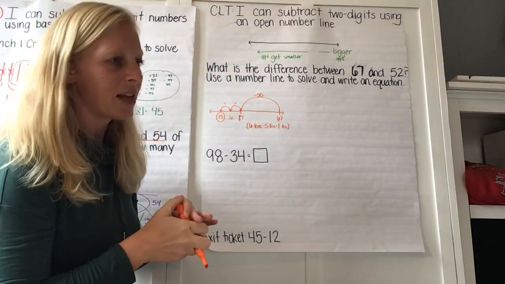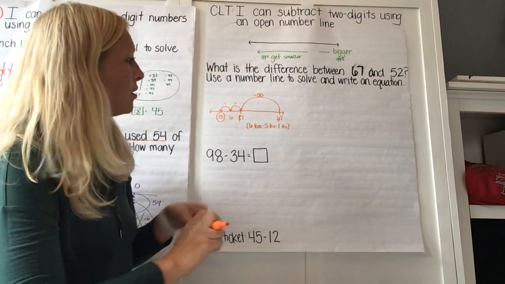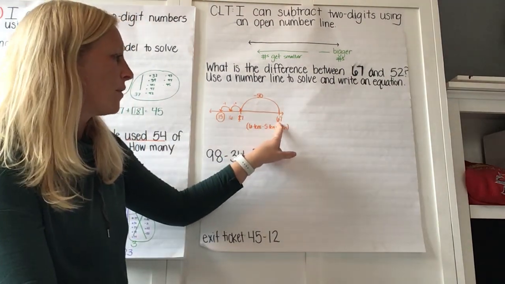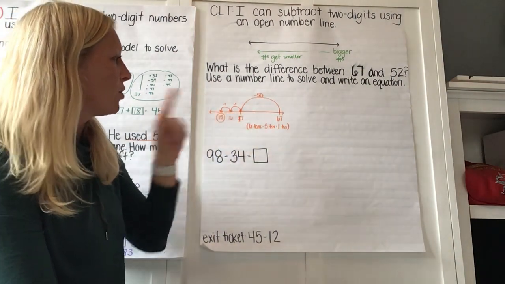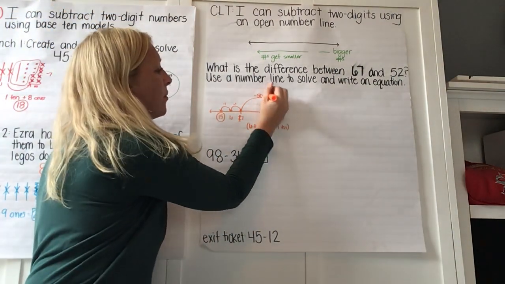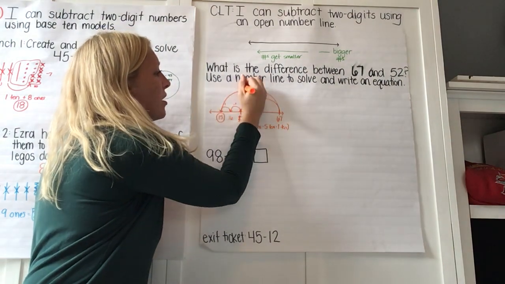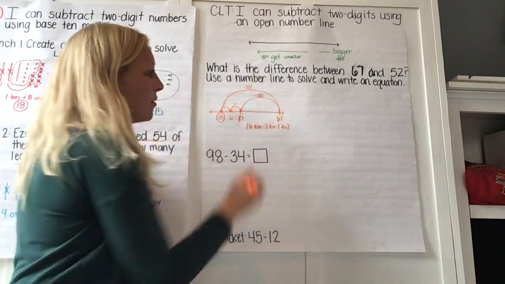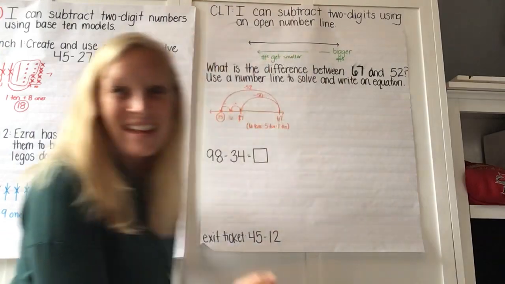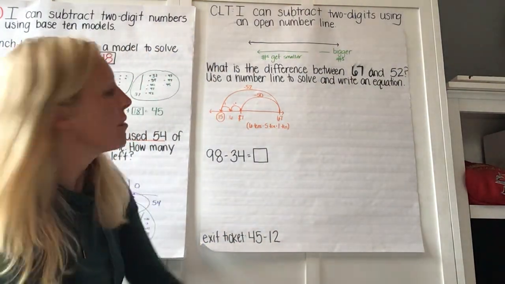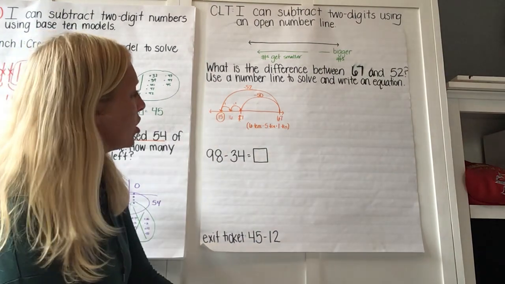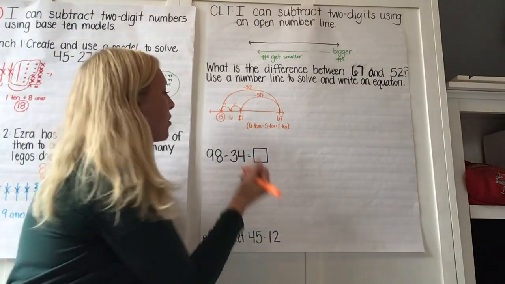Where is your 67? At the start, okay? And where's your 52? Big jump of 50, and then 2 ones, all right? And when I do that, I love to make one big jump. Anybody else do that? Yeah, kind of bring it all together. And then what's your difference? 15. So what equation did you write to match your work?